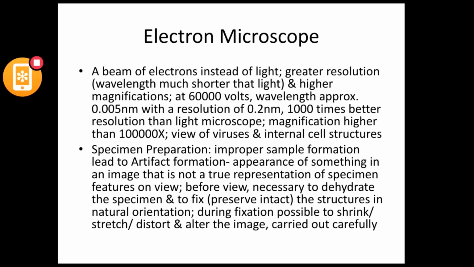So, a beam of electrons instead of light in the electron microscope gives greater resolution, because the wavelength is much shorter than light. As the wavelength decreases, resolution and magnification increase. Those who attended the first class, I hope you remember one point. While we were discussing wavelength, I explained that the shorter the wavelength, the greater the value of numerical aperture and the better the resolving power.